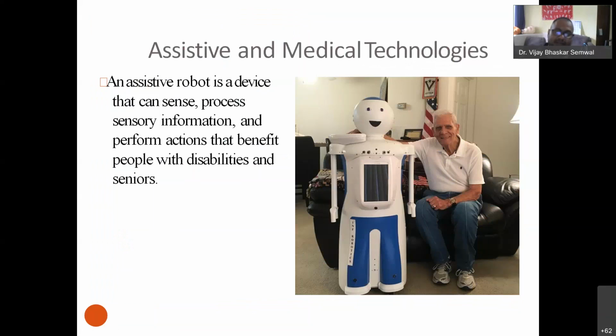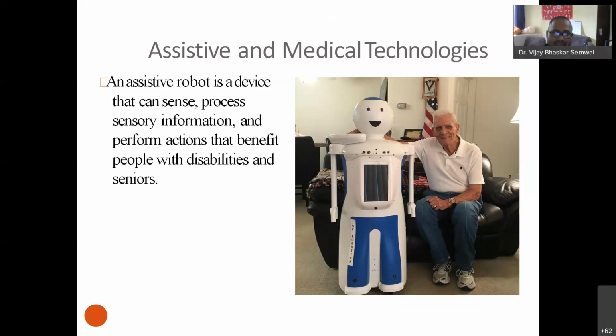Then assistive and medical technology. Nowadays, elderly people are staying alone at the house. To serve them, to provide them medicine and all sorts, there is an assistive robot to serve them food, beverage, other things. They find it quite difficult to walk in the elderly state. So society is moving in a direction where humanity is dying day by day. Okay, the structure is there.